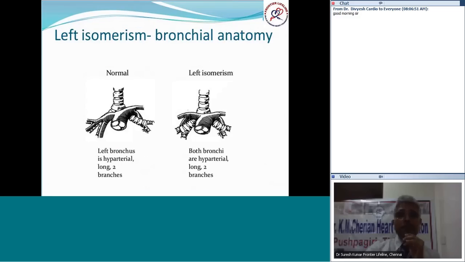And the bronchial anatomy, just recalling the normal bronchial anatomy, remember, normally the left bronchus is hyparterial. And in left isomerism, both bronchi are hyparterial. They are long and they have two branches. So in right isomerism, you have both bronchi which are eparterial. In left isomerism, we have both bronchi which are hyparterial.